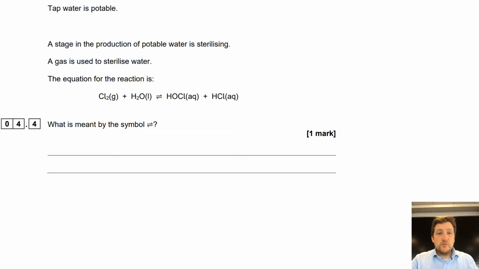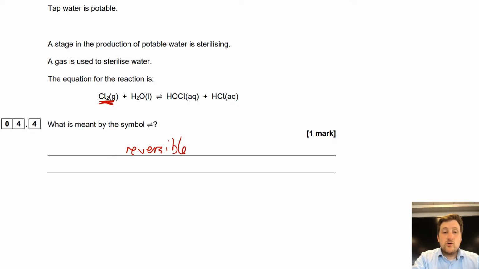Tap water is potable. Now remember, potable means drinkable. We can drink it without dying, okay? And it's an important part of paper 2 chemistry, especially these environmental aspects of drinking water. A gas is used to sterilize the water, and this is the equation for it. Now, you should know chlorine is one of the gases used to sterilize water. That's one you need to know anyway. But then it asks, what is meant by the symbol?